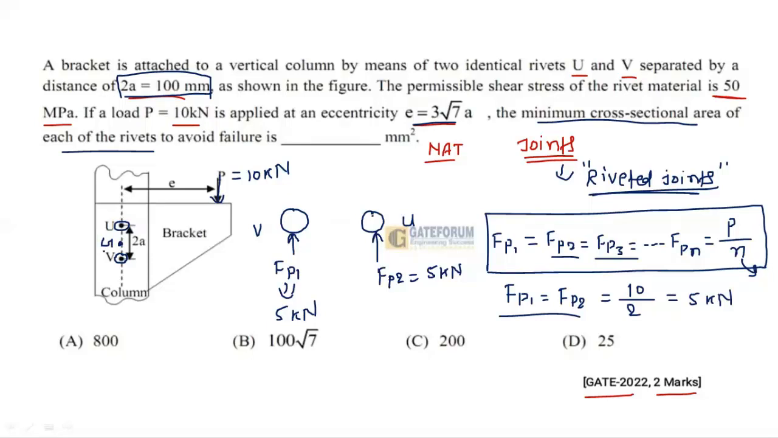So if you talk about the moment about G, my dear friends, what should the summation be? It should be 0. So what is the moment? We can say P into E, where eccentricity is E.